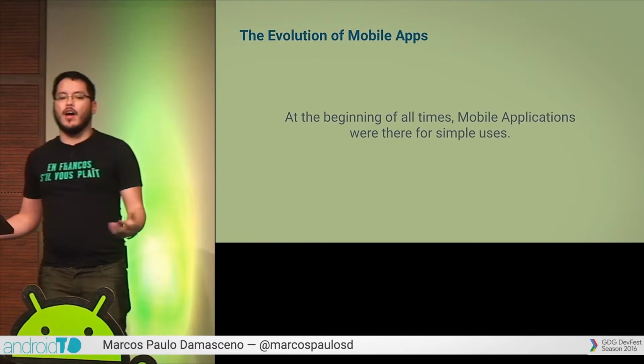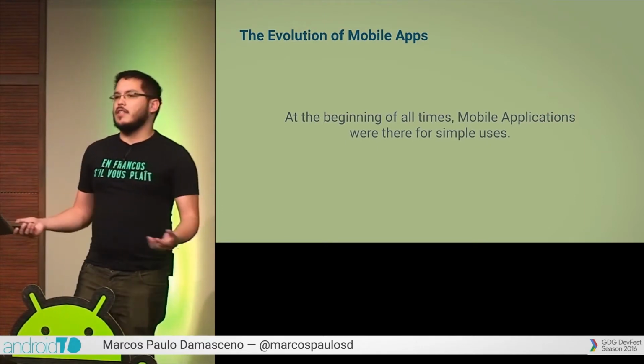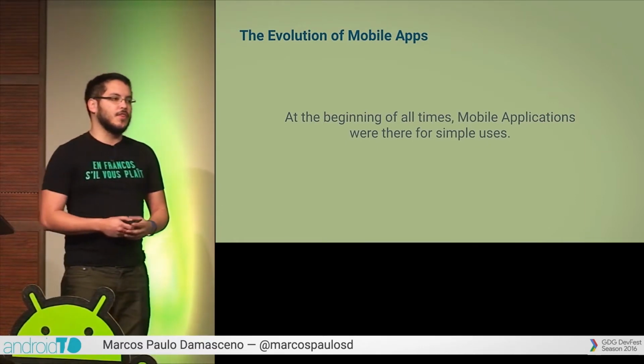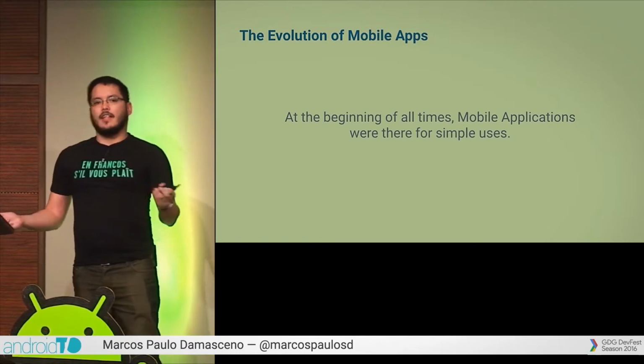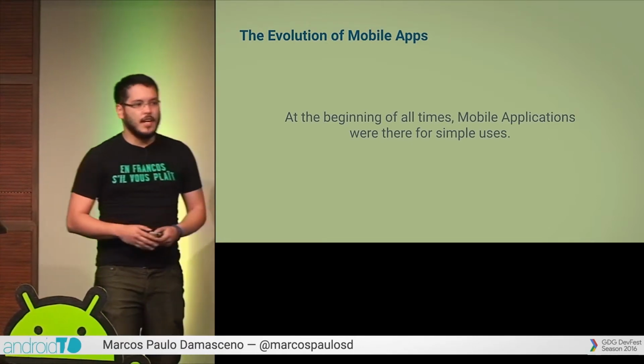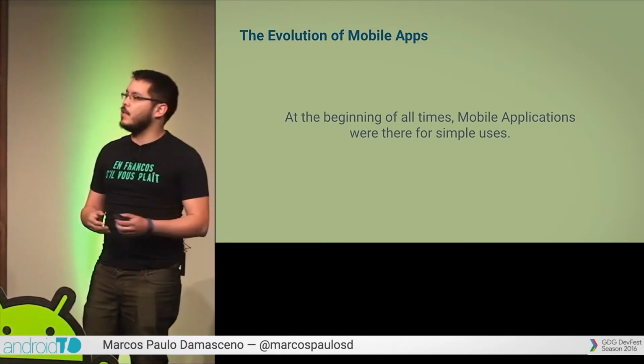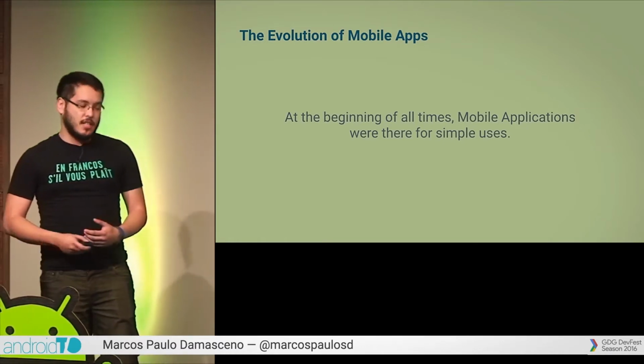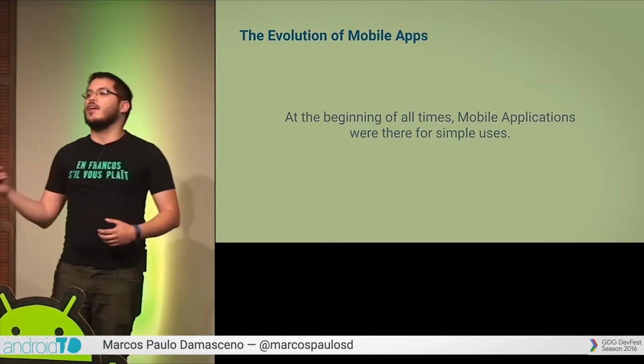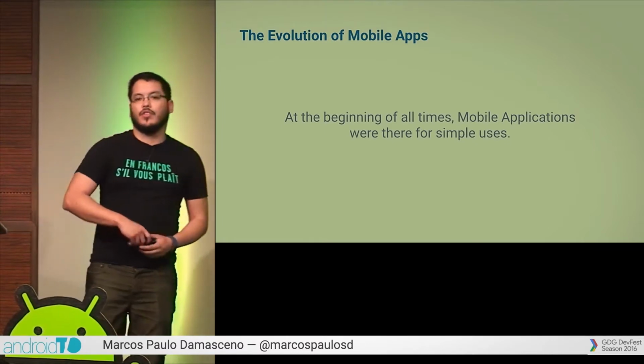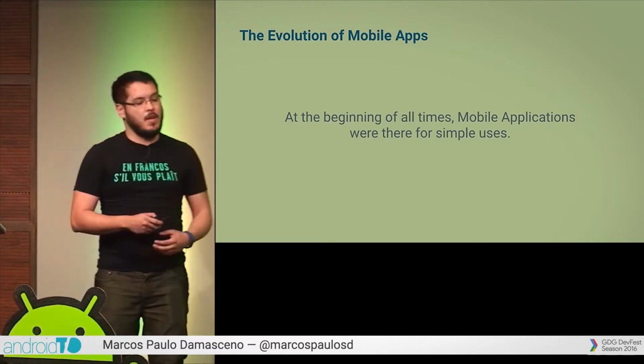So, the evolution of mobile apps. At the beginning, it was very simple, right? If you take a look at the first version of Evernote, it's just a list with some actions that you can take, and we would save some notes. And now today, it's a whole huge app. You can create notebooks, you can share notes, you can work together, you can chat. So it became huge.